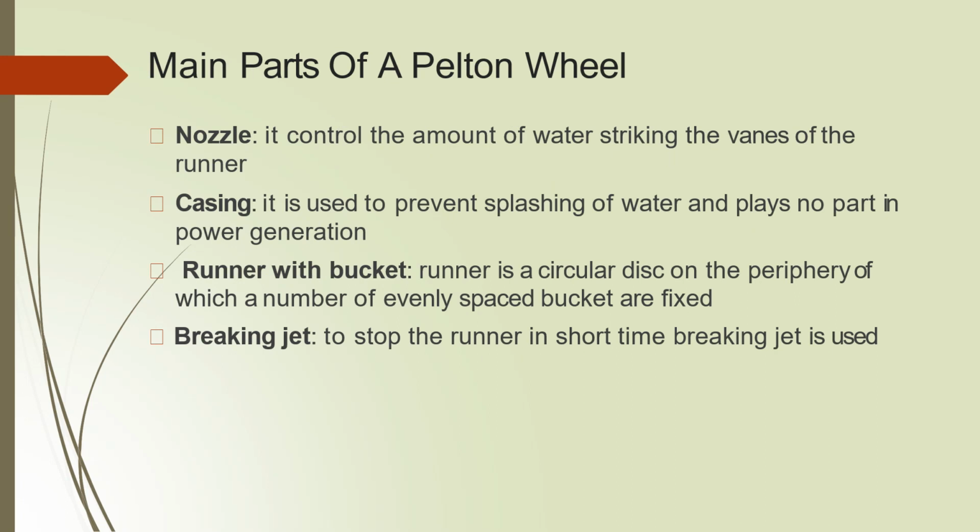The runner with buckets is a circular disc on the periphery of which a number of evenly spaced buckets are fixed. And a braking jet is used to stop the runner in a short time.